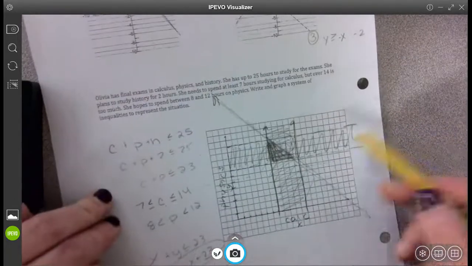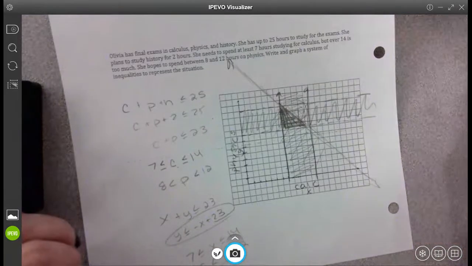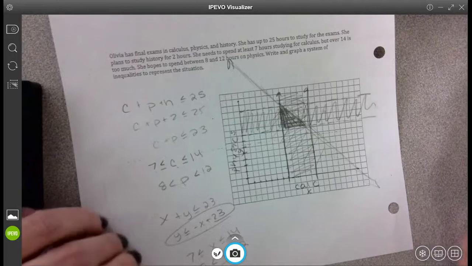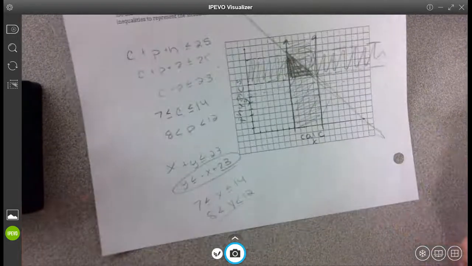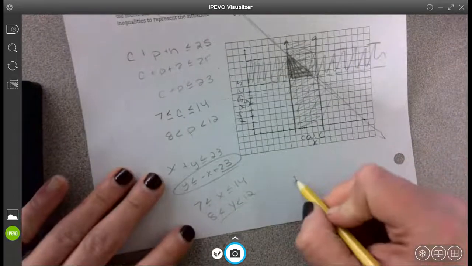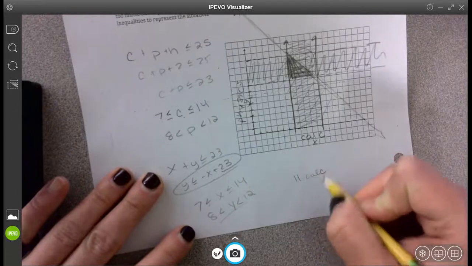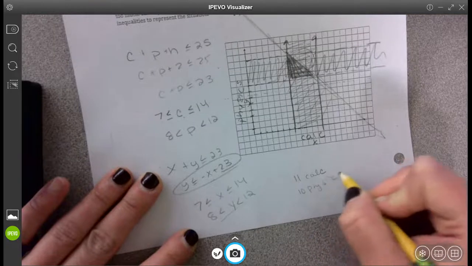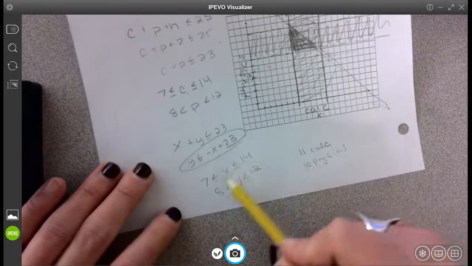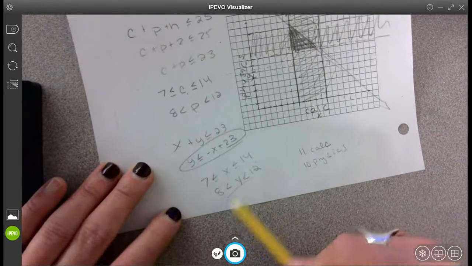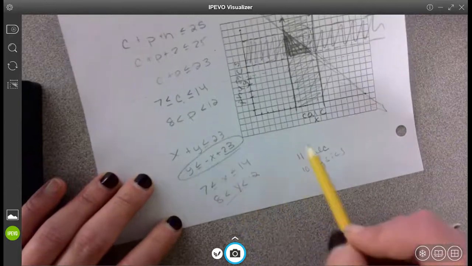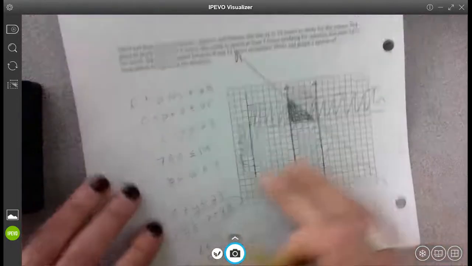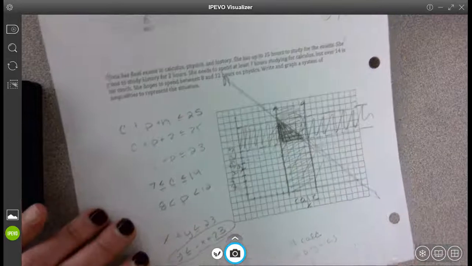Okay, your test might say, pick how many hours she studied calculus and physics. Okay, so she might say, I studied calc for 11 hours and 10 hours for physics. Is that even possible? Yeah. Calc is between 7 and 14. Physics is between 8 and 12. And together they have to be less than 23. Okay, so that's just another way to see a system of inequalities.